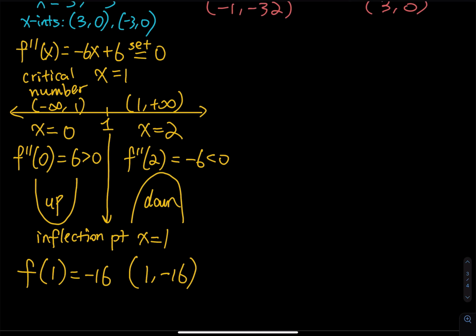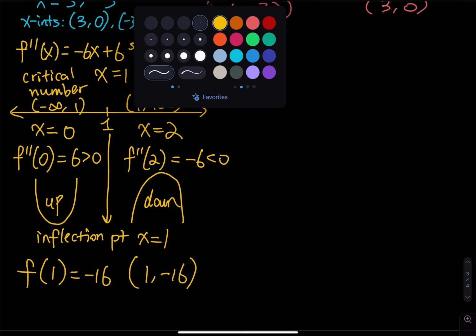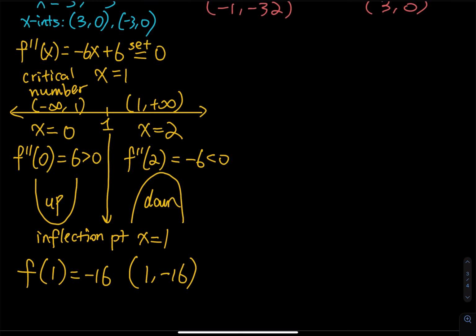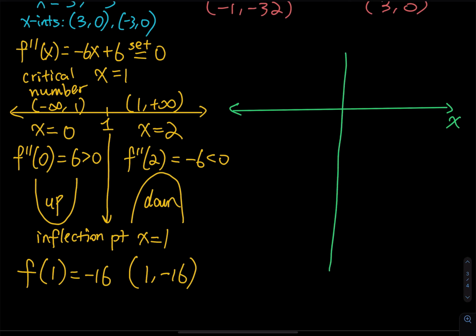So for the graphing part, I'm going to do this in a different color. So let me do it in green. So this one, let's sketch the x-axis. So this is my x-axis. And then let's draw a longer y-axis. So this is my y-axis. So first of all, we have two x-intercepts. Just look at your paper. We have two x-intercepts, one at -3 and then one at +3.